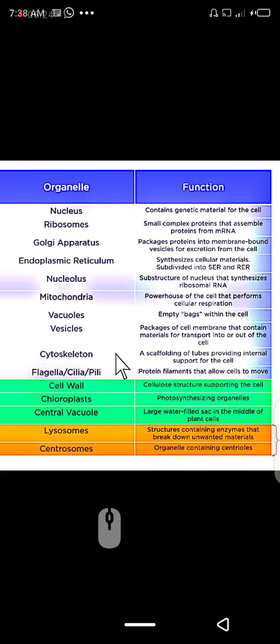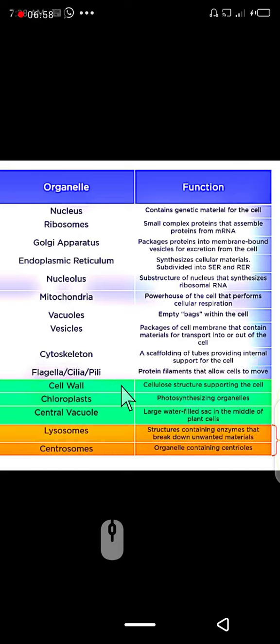Then the vesicles, the packages of cell membrane that contain materials for transport into or out of the cell. Cytoskeleton: a scaffolding of tubes providing internal support for the cell. So they provide internal support.